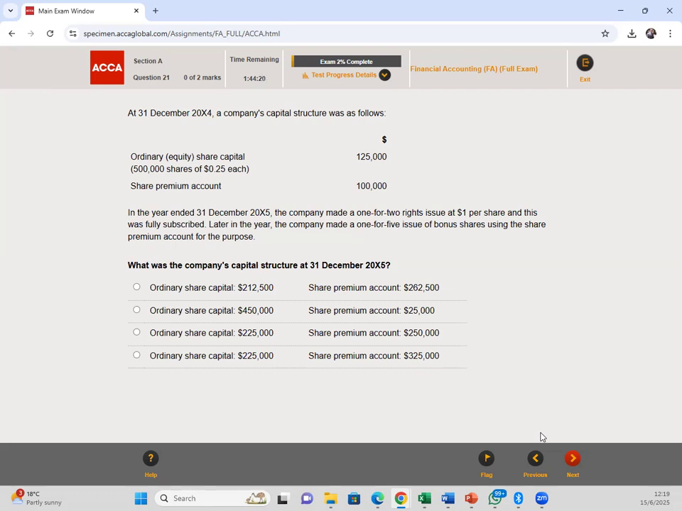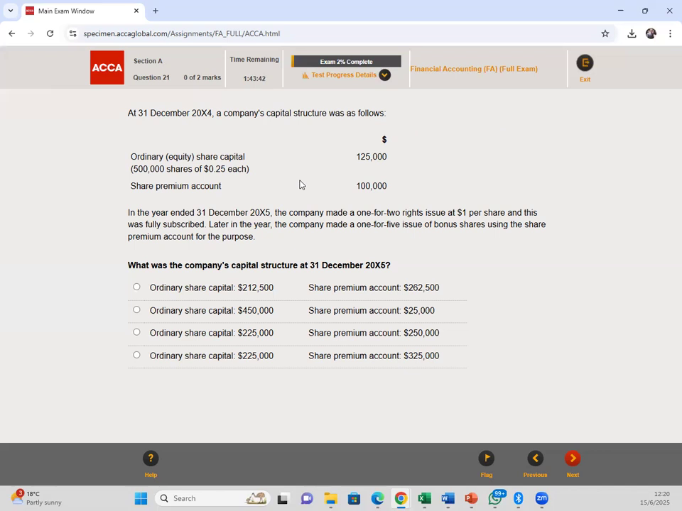Remember, in shares, we have the number of shares and the value of shares. The 125,000 is not the number of shares, it's the value of the shares. Each share is of 25 cents, and we are told we have 500,000. So 500,000 times 25 cents is what gives us 125,000. Indeed, the 125,000 is derived from multiplying the 500,000 times the 25 cents.